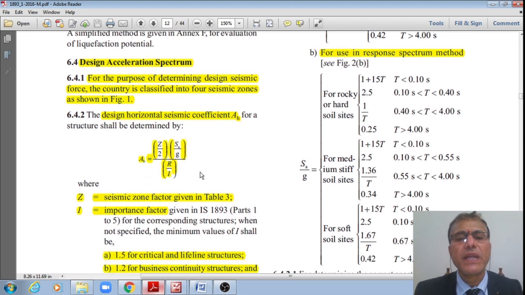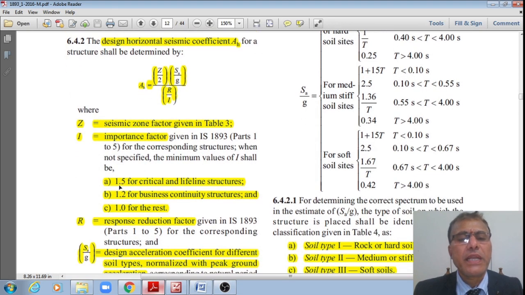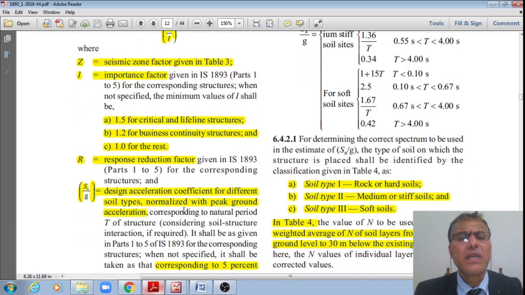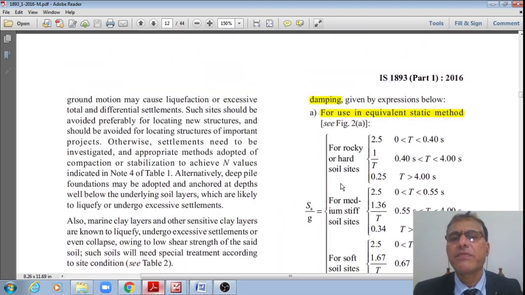Where Z is the seismic zone factor given in table 3, we'll see that. Where I is the importance factor, which can be taken as 1.5 for critical and lifeline structures such as hospitals or electric substations, etc., 1.2 for business continuity structures, and 1 for the rest, meaning normal residential buildings. And R is the response reduction factor, and SA by G is the design acceleration coefficient for different soil types normalized with peak ground acceleration. Therefore, divided by G means normalization is being done, corresponding to 5% damping.